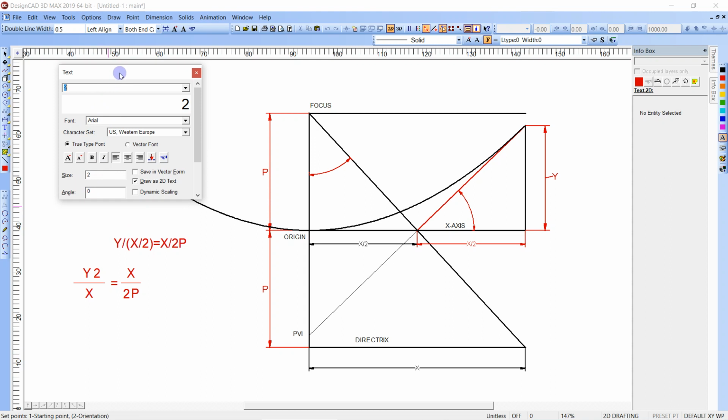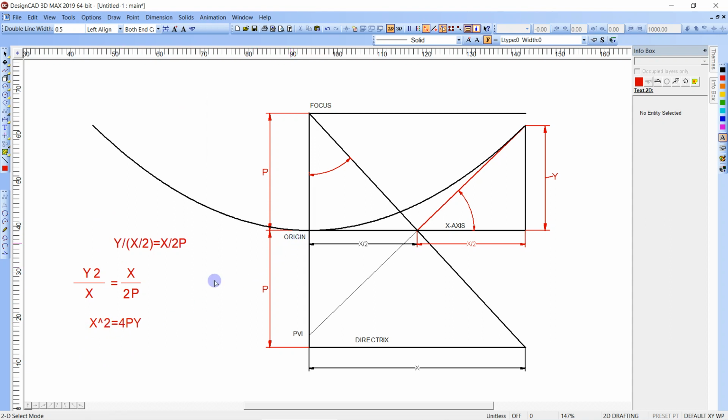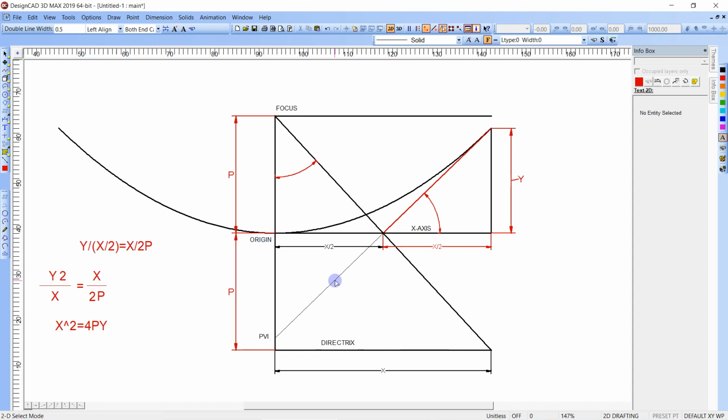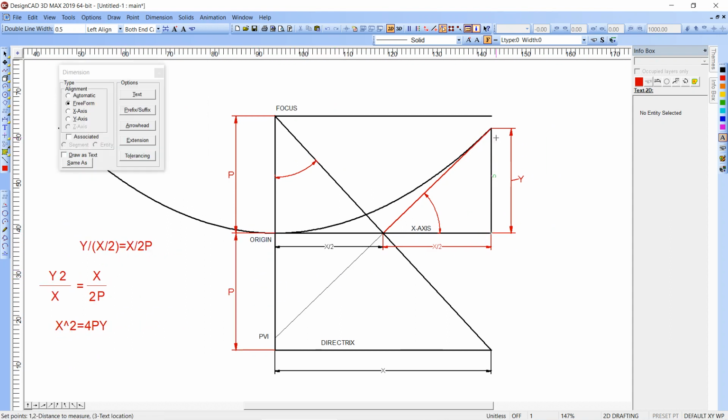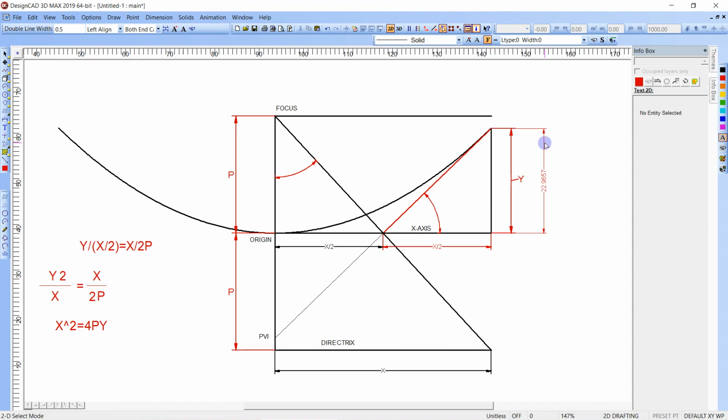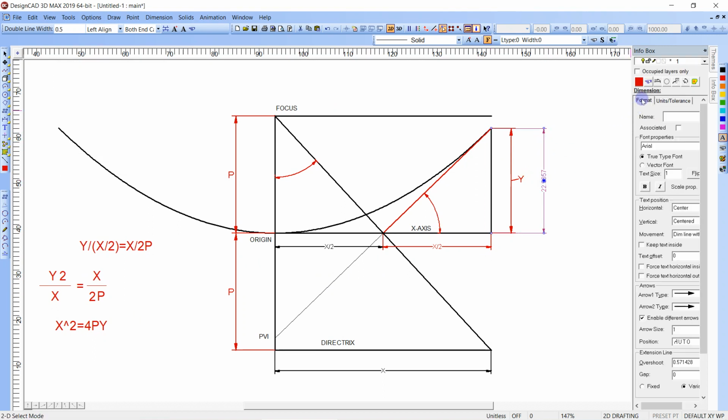End up with x squared is equal to 4py. That is the equation for the parabola. So to check that, we can go like this, just to show you in case you're not familiar. 2, 2. Let me just copy that.